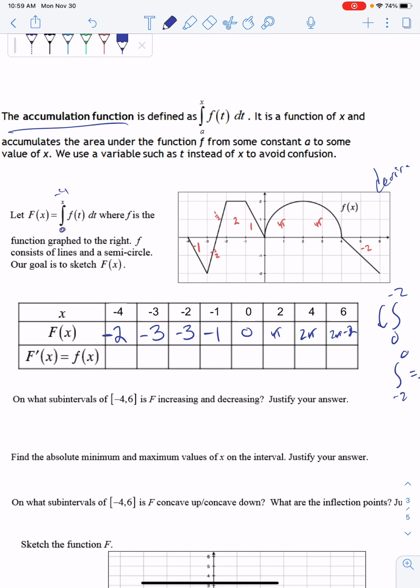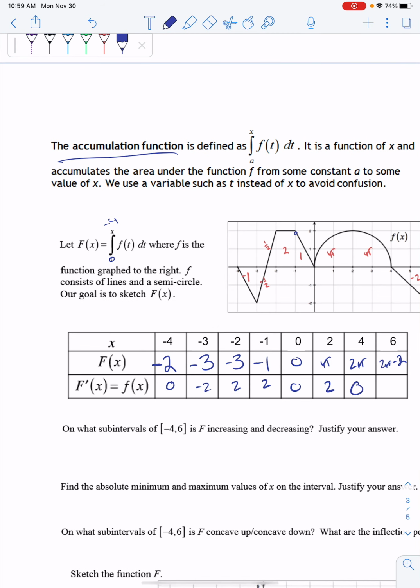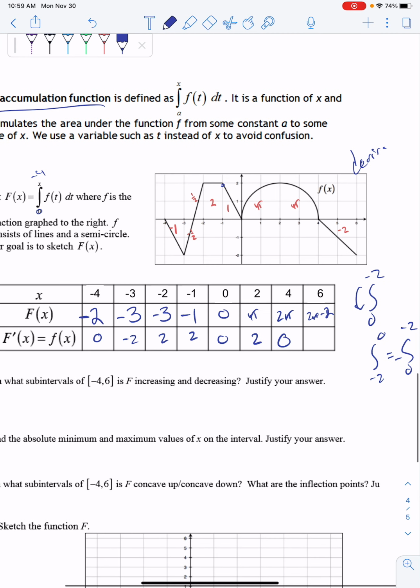Now it wants the values, f prime of x. So at -4, I'm just at 0. At -3, I'm at -2. At -2, I'm at +2. At -1, I'm up here at +2. At 0, I'm at 0. At 2, I'm at 2. At 4, I'm at 0. And at 6, I'm at -2.